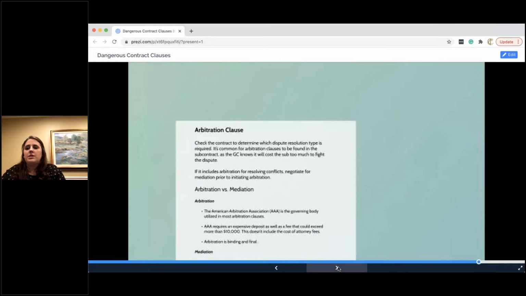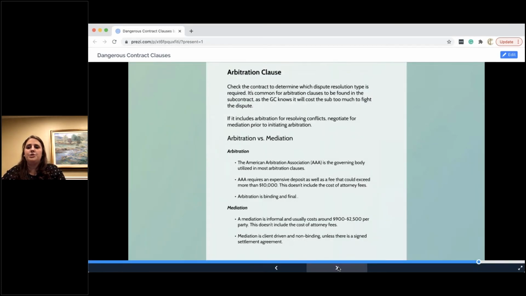So the next thing to look at is arbitration and mediation clauses. These are important. They're very common. A lot of people don't know the difference between arbitration and litigation. So arbitration comes out of the court system. An arbitrator is selected between the two parties.